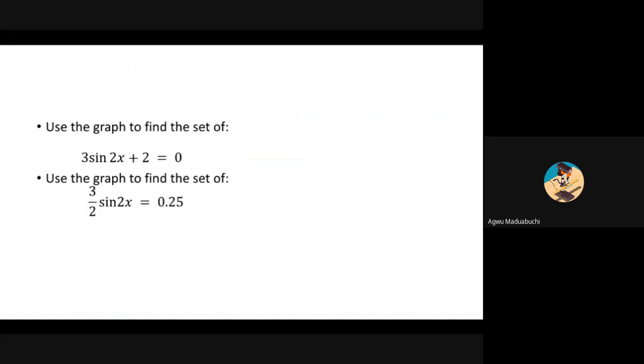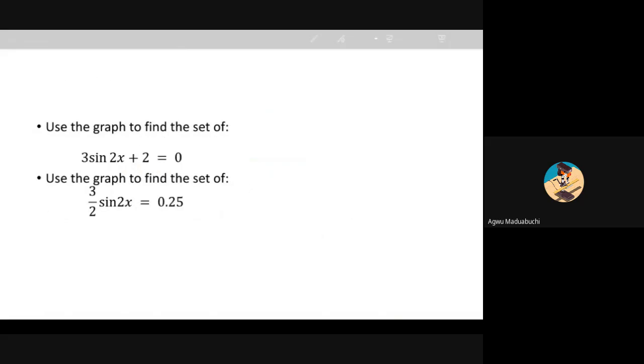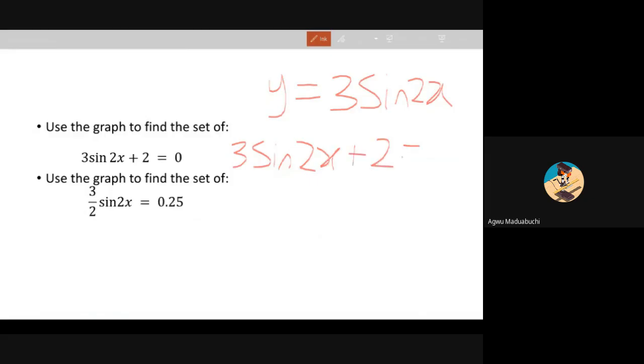Then the part that interests me is here. They now said use the graph to find the solution set of this. So what are you to do? Remember the graph given is what? y is equal to 3 sine 2x. But what did they say you should find now? 3 sine 2x plus 2 equals 0.